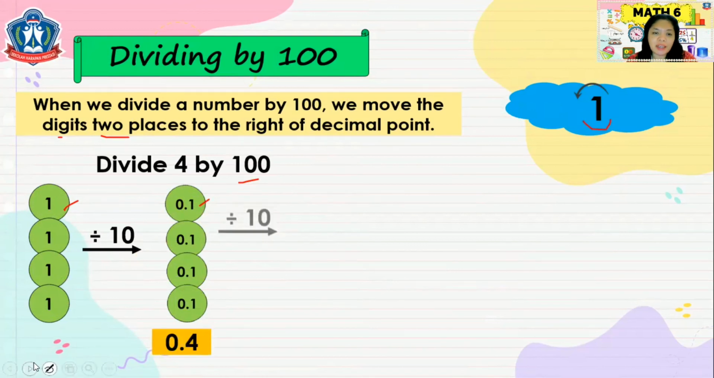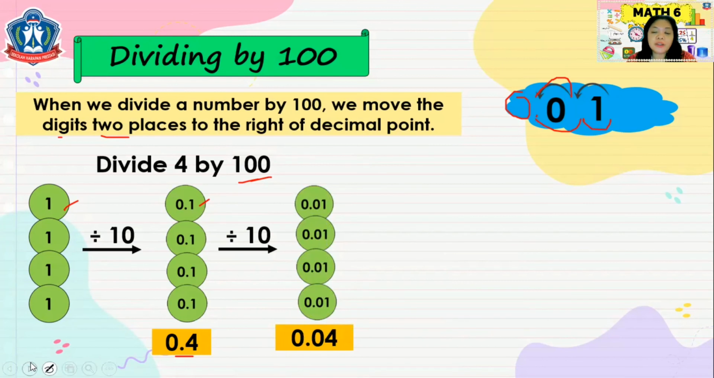Now let's divide again by 10 because this is 100, right? So we divide by 10 2 times. So we have now the 0.1 here. We divide again by 10, so we move the decimal point again one more time. Like this, we can add 0. So our decimal point now is already here. So 0.1 divided by 10 is 0.01.